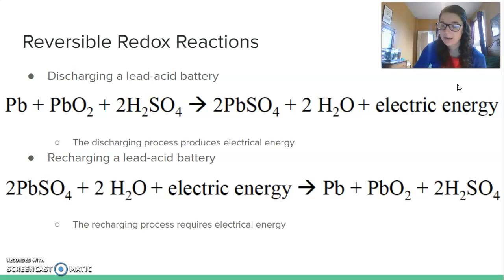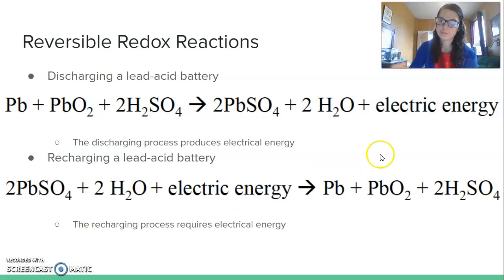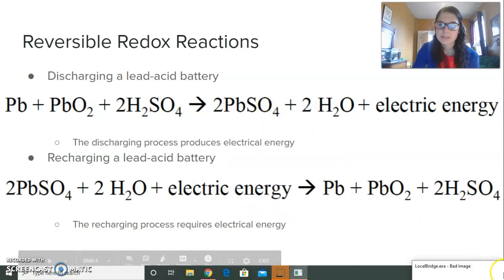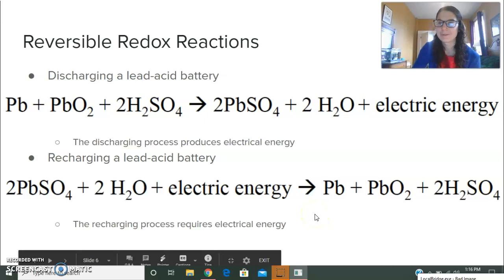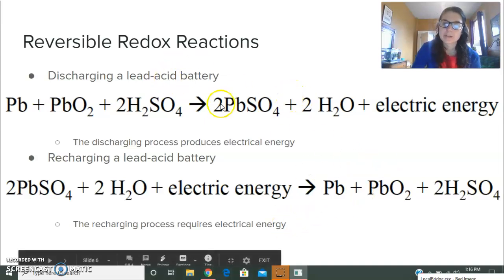And then at the end of the day, when your phone battery is low or your Chromebook is dying, you have to plug it into an outlet, which takes electrical energy from the outlet in the wall, the wires, to then produce these reactants for your discharging to occur the next day. So the recharging process requires an input of electrical energy. You can't just leave your phone on your bedside table and expect it to spontaneously recharge. You do have to input energy. So this reaction is reversible. It's not a permanent change.